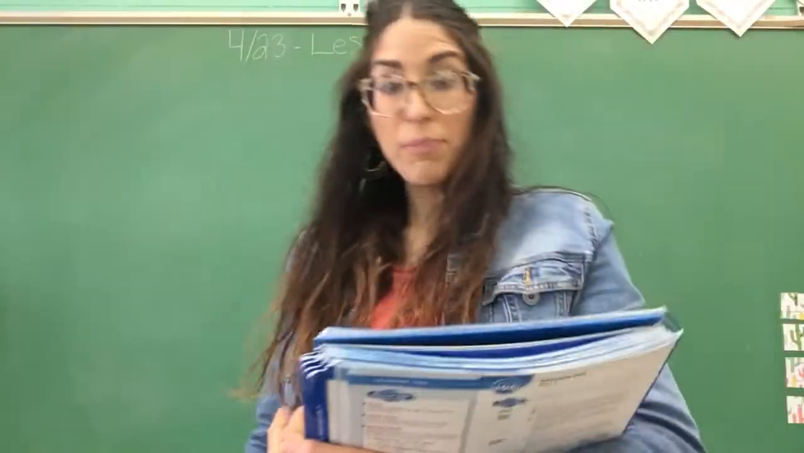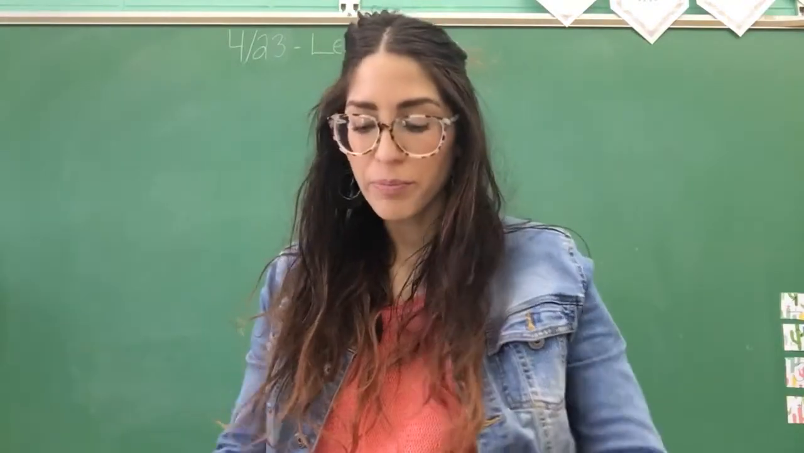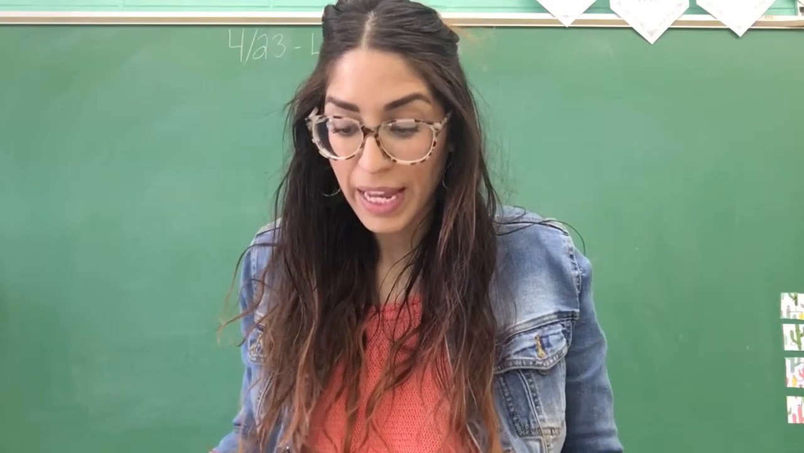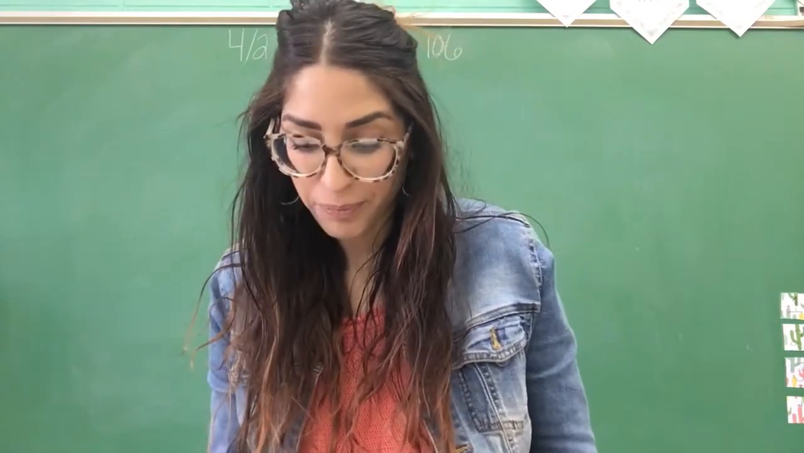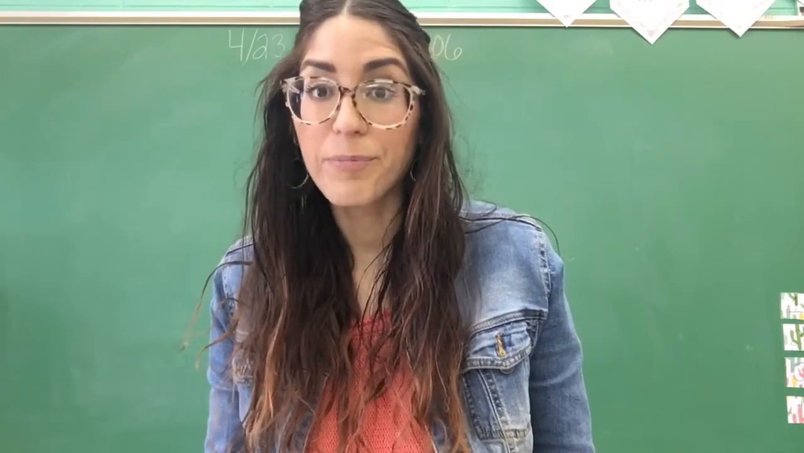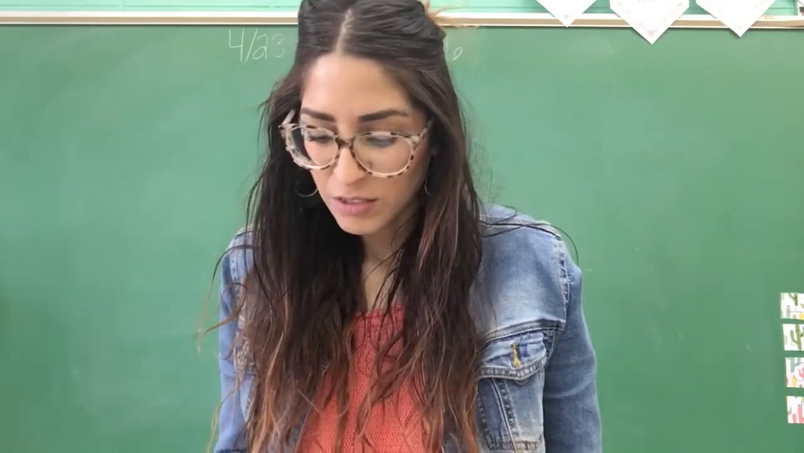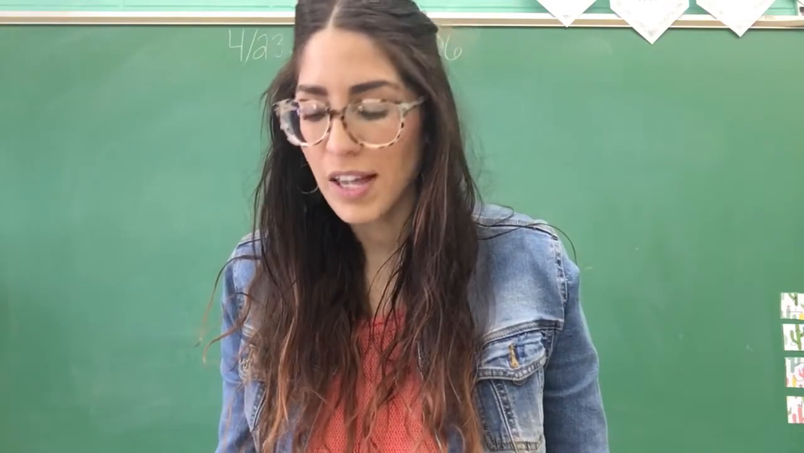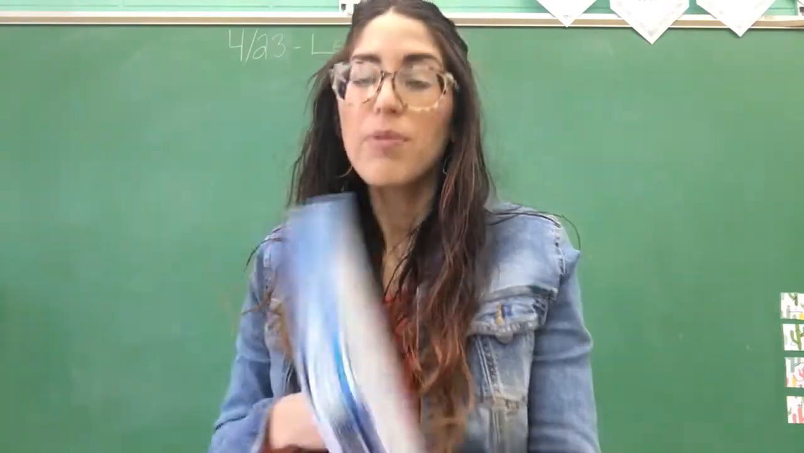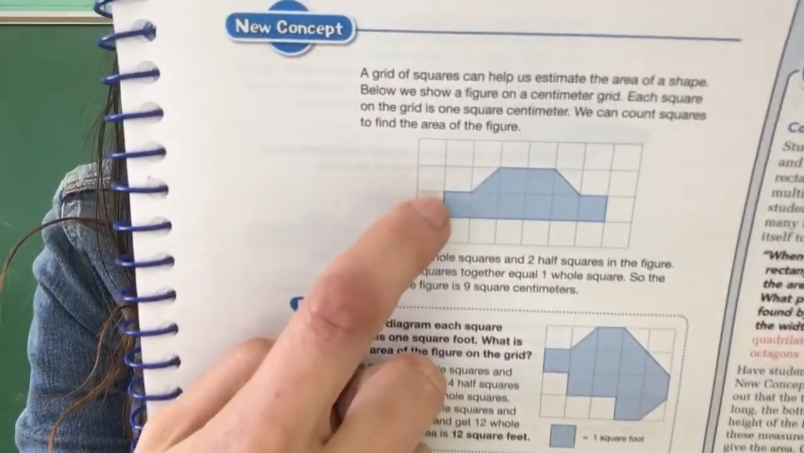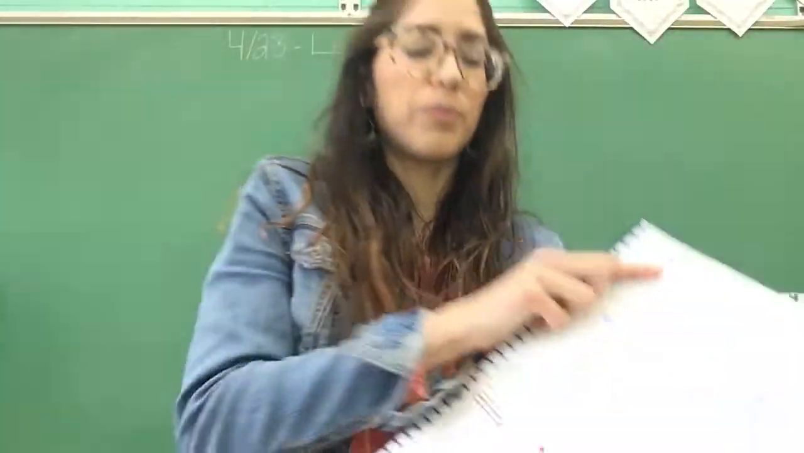So let's keep reading, though, in your math book, okay? Underneath that picture, it says we count 8 whole squares and 2 half squares in the figure. So the 2 half squares equal 1 whole square, which is what we just said, right? So the area of the figure is 9 square centimeters. So that picture there, this whole picture is 9 square centimeters total, okay?